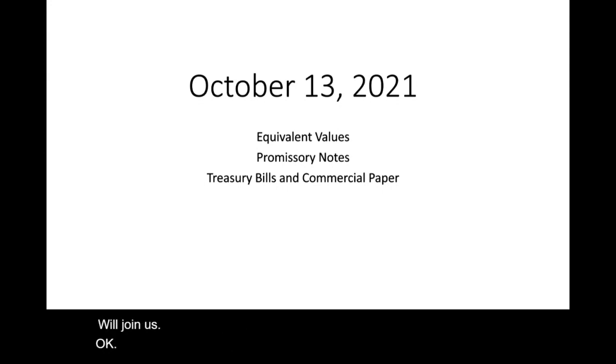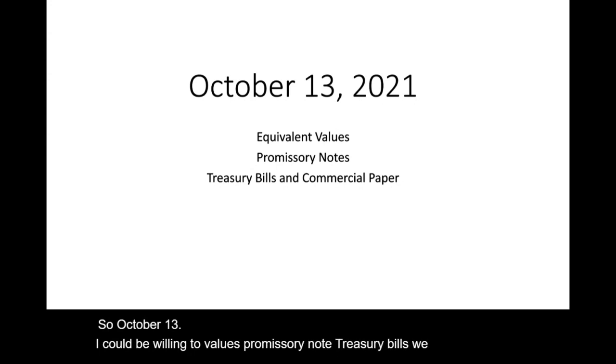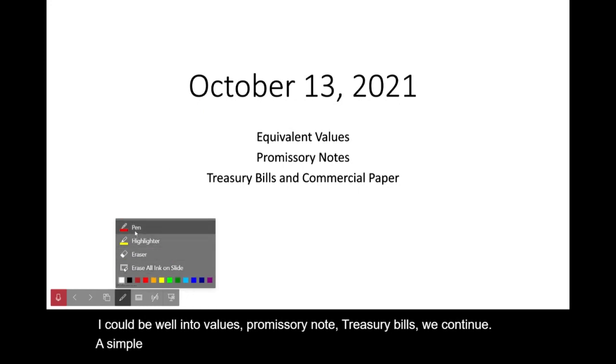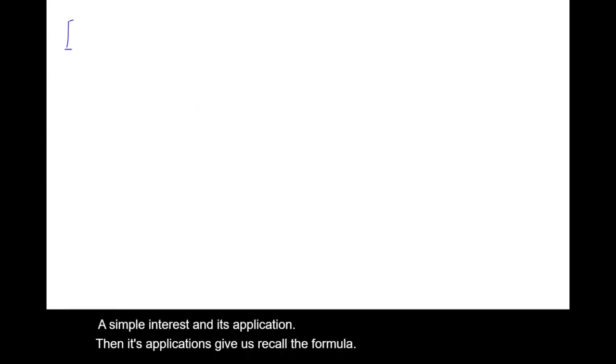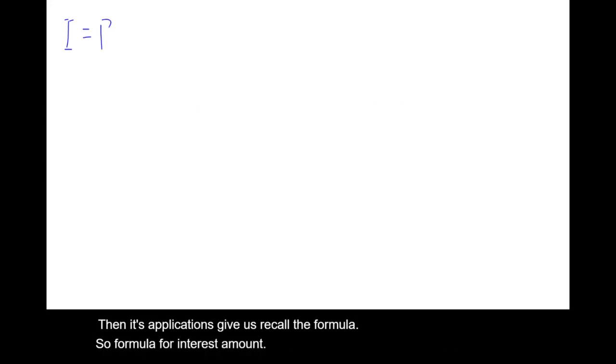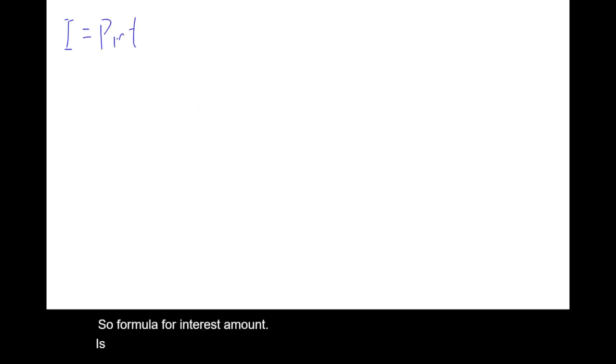So October 13, equivalent values, promissory note, treasury bills. We continue simple interest and its applications. Okay, let's recall the formula. So the formula for interest amount is I = PRT. Right.